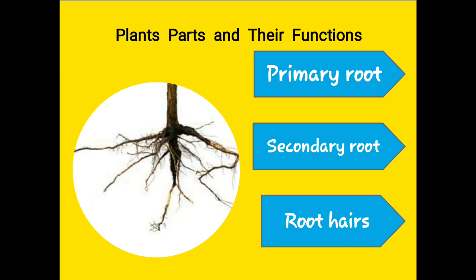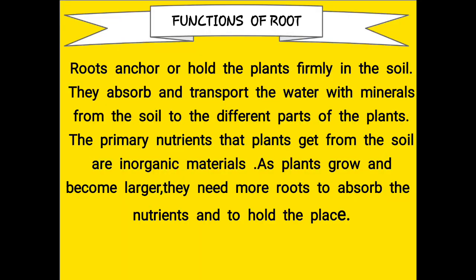So the roots are the parts that grow on and under the soil. You do not often see them. Roots are dark brown in color. So roots anchor or hold the plants firmly in the soil. They absorb and transport the water with minerals from the soil to the different parts of the plant. The primary nutrients that plants get from the soil are inorganic materials. As plants grow and become larger, they need more roots to absorb the nutrients and to hold the place.